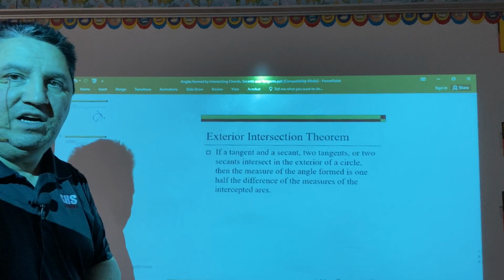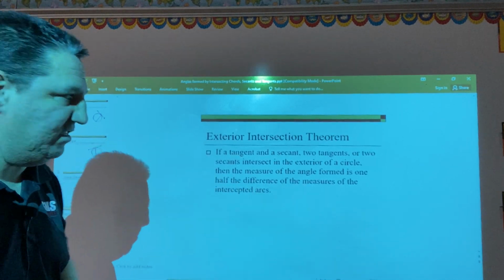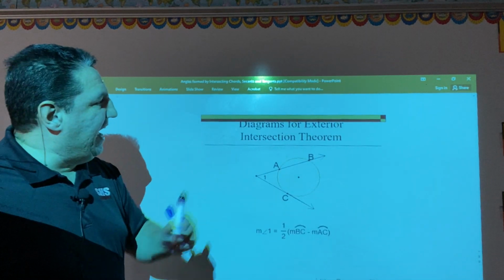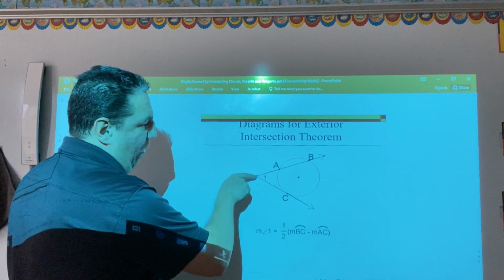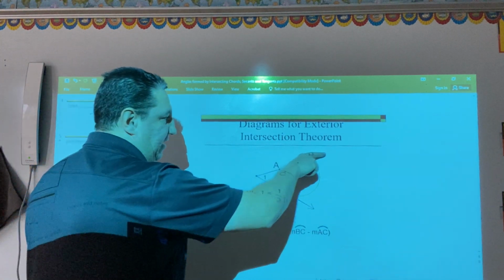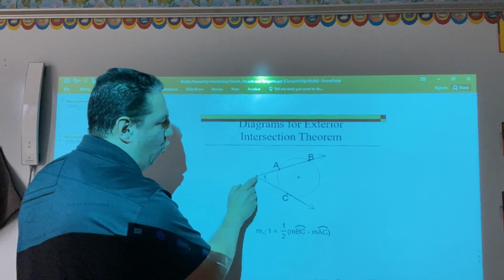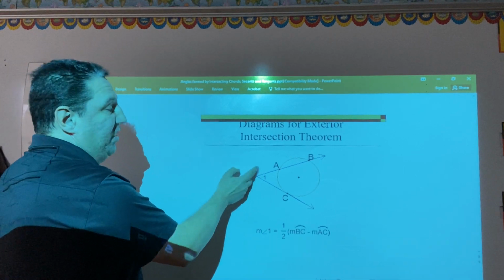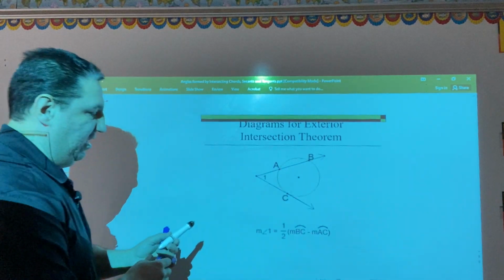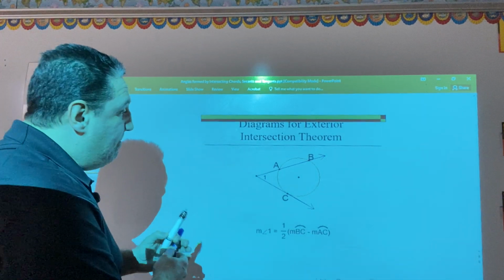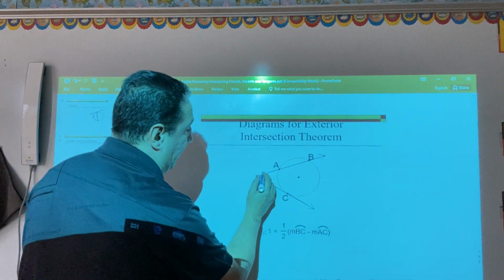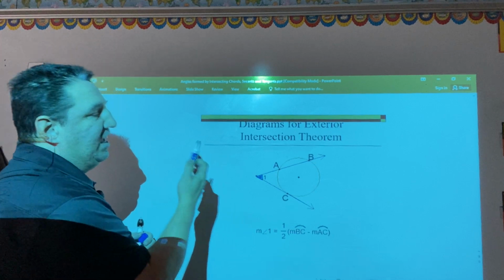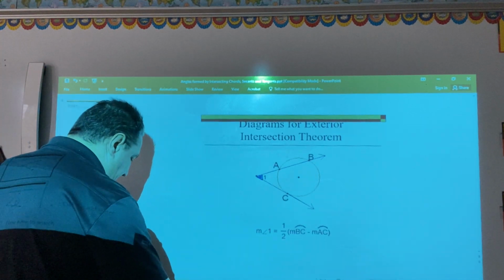And I will show you all these cases with a picture. For example, first case, as I said, when a tangent and a secant are intersecting at a point outside the circle. That's why we call it exterior intersection, because the point of intersection is outside the circle. When we have such a case, the measure of angle 1, our angle, would be half of the difference of the intercepted arcs.